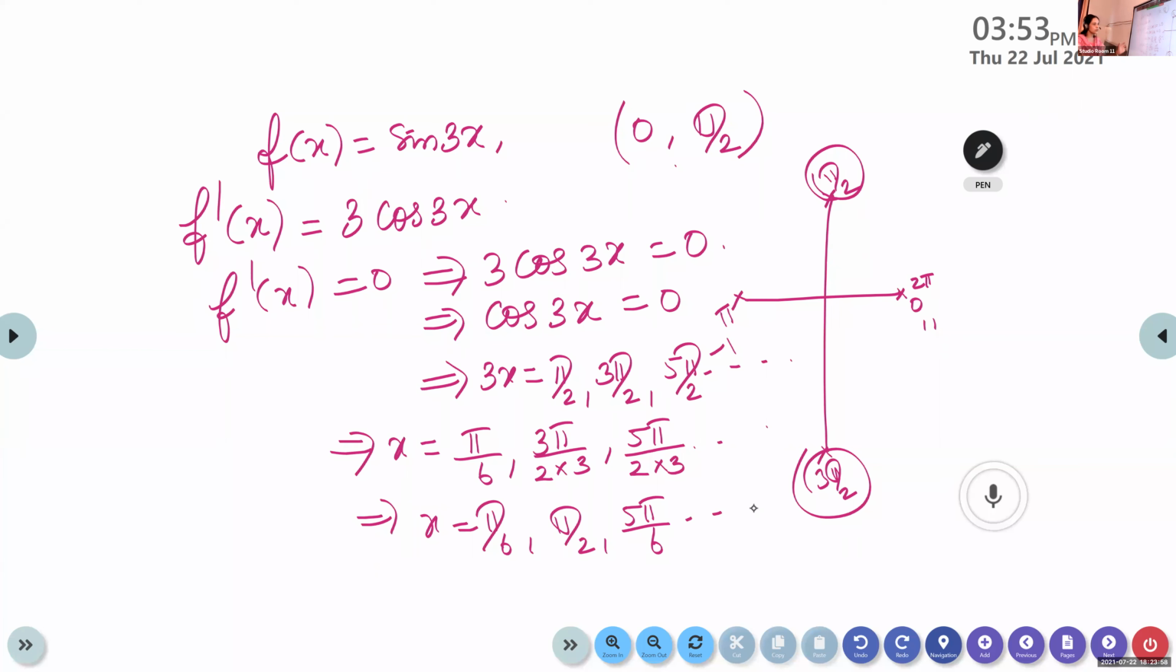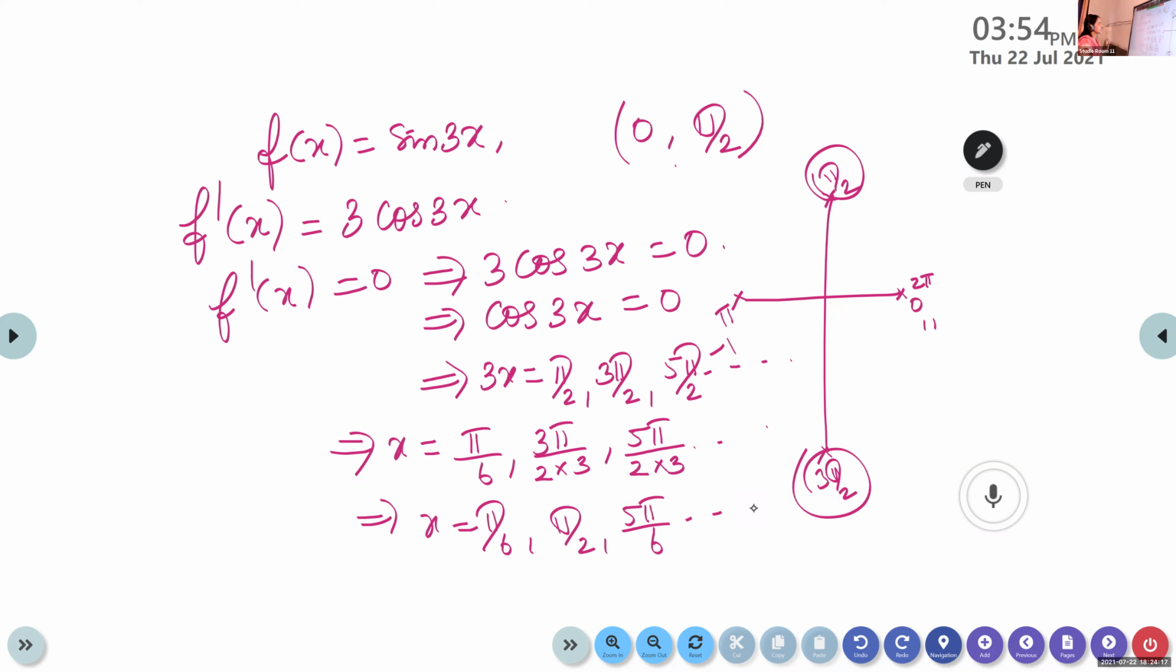So which value will satisfy in the interval? Although we are getting many values for x, we have to select those which are in the interval 0 to pi by 2. Only those values you have to select. Is it clear? Up to this, is it okay, children?